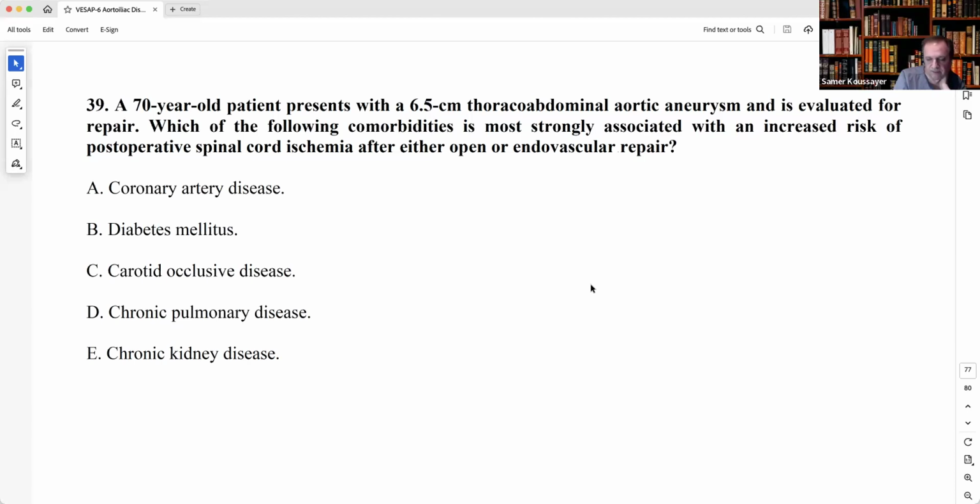Spinal cord pressure, right? The flow to the spine depends on mean arterial pressure minus the spinal cord pressure. Okay? So decreasing spinal cord pressure or increasing mean arterial pressure will increase your flow. This is the way it works. Flow equals mean arterial pressure minus spinal cord pressure. So this will help you increase flow to the spinal cord and decrease the chance of paraplegia.